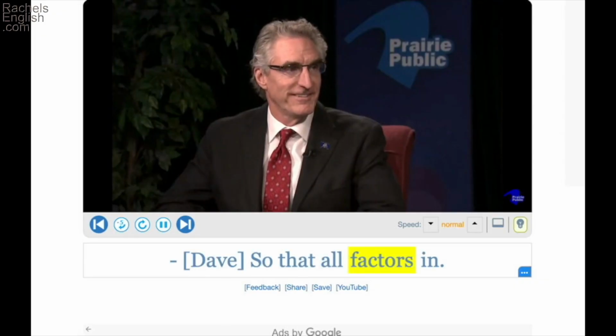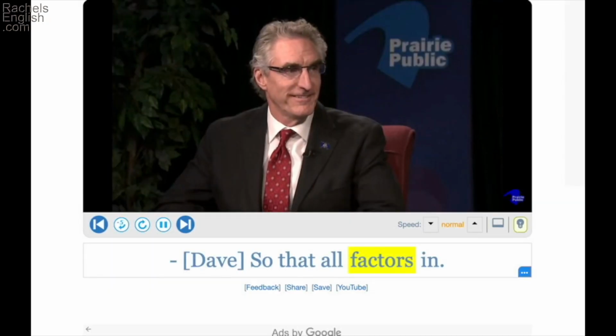Here's our last example. So that all factors in. Factors in. Used as a verb with in, meaning all that was just stated is considered, is included in making a decision. It's what we think about when we're deciding something.